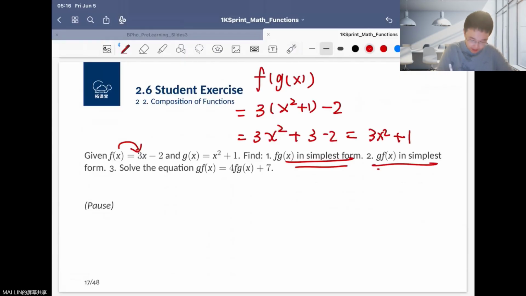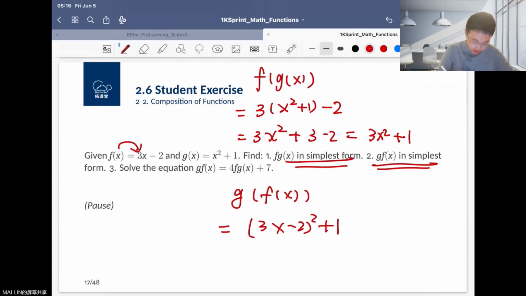And the second part is g(f(x)) in the simplest form. g(f(x)) is (3x − 2)² + 1, and that is the second form, okay?